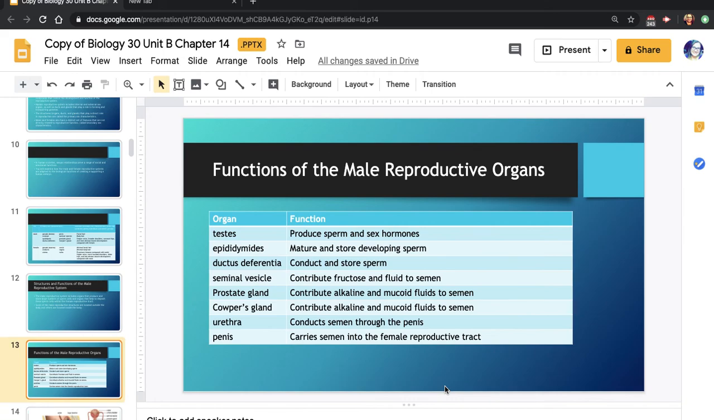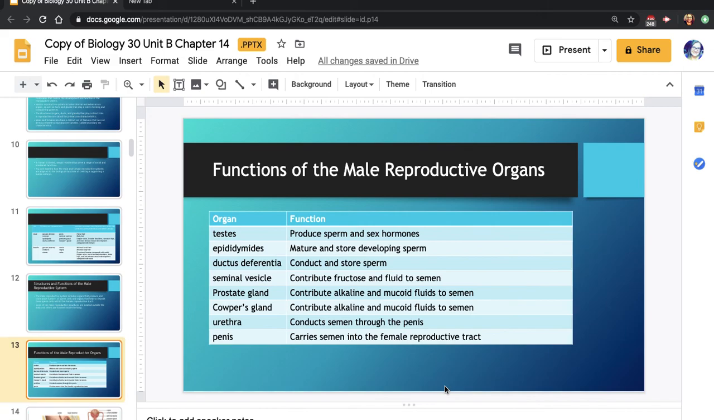The ductus deferentia or deferens is where they conduct and store sperm. That's also the vas deferens. That's where sperm basically flow through to get out of the male.